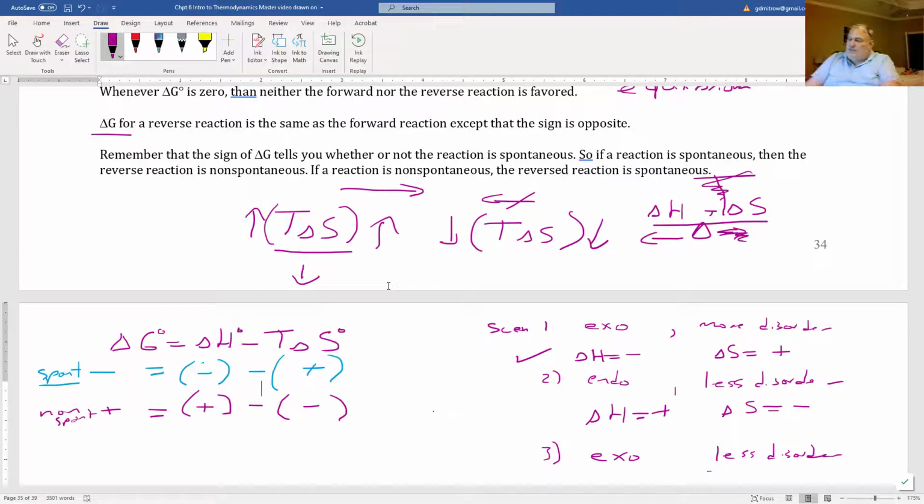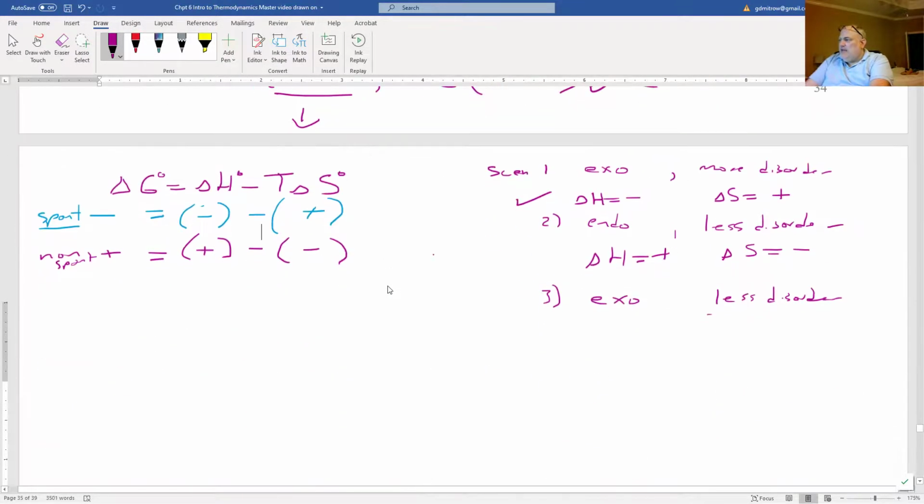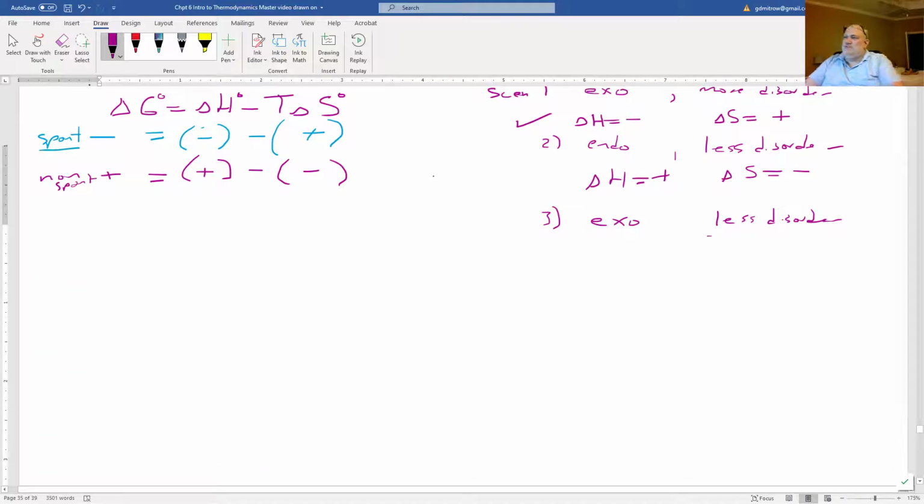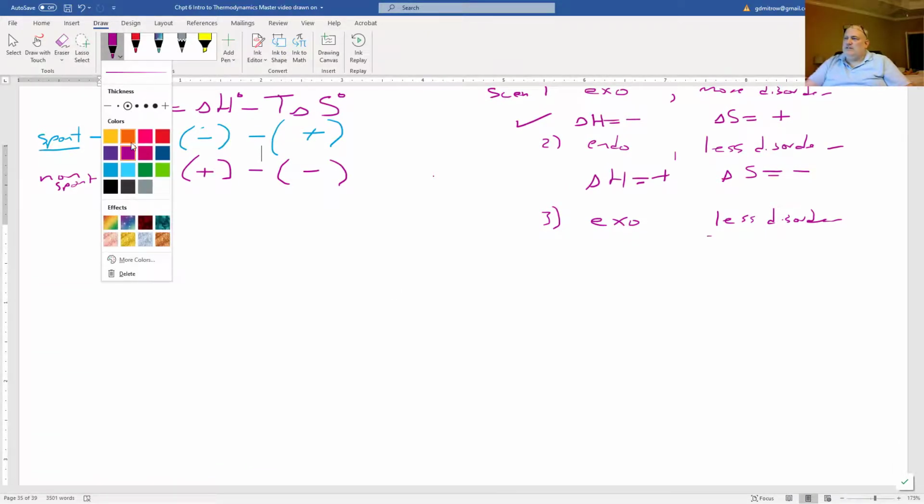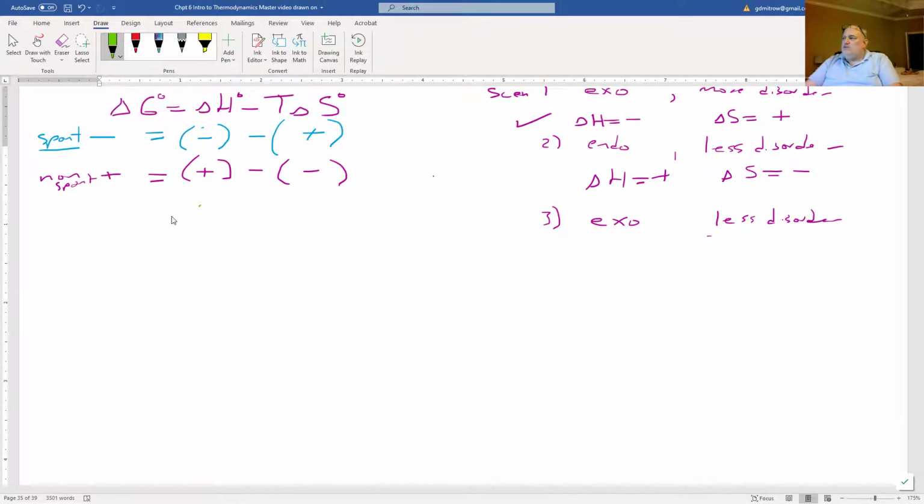So let's go back to the problem we were just doing here. I have an exothermic reaction, and I'm going to change colors again just so you can see we're doing something different. So we have an exothermic reaction, and we're going to agree that that is A-OK, right? And we have less disorder, which is not great. So if we take a look, we have a negative, and we're subtracting a negative. If you kind of broke this apart, essentially on this side we have a negative, and this side we have a positive. Whatever side is bigger will win.